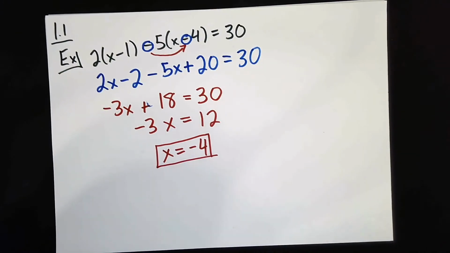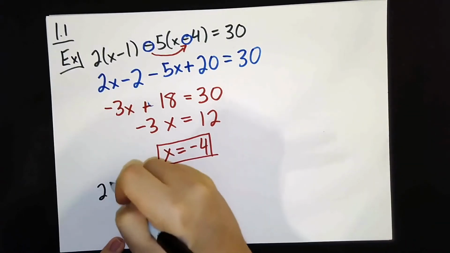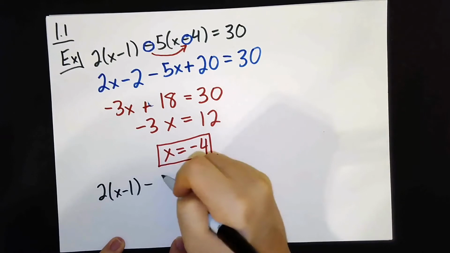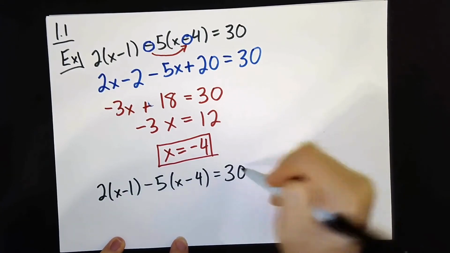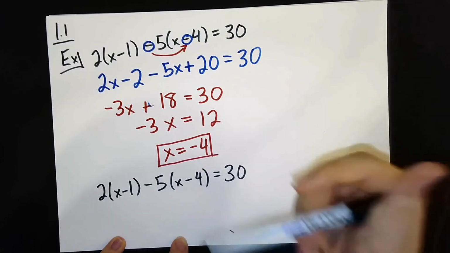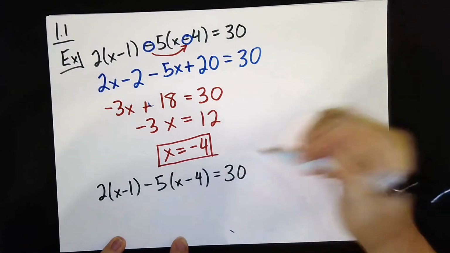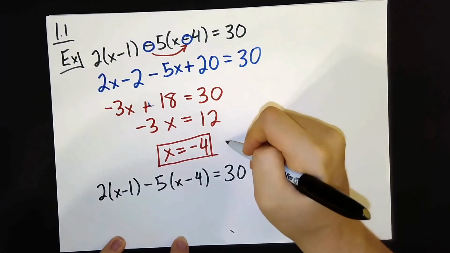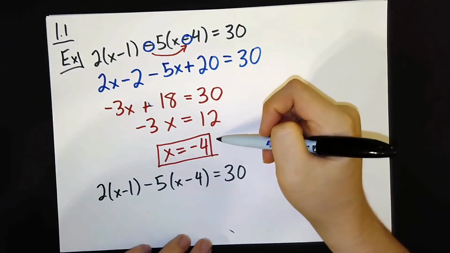Now, I want to emphasize what it is we just really did. That is, what question we solved. Namely, the question we solved was this one. I'm just copying the original question. Okay. And so this is really saying if 2(x - 1) - 5(x - 4) is 30, what is x? And so we have said here, if this is true, then x is minus 4.